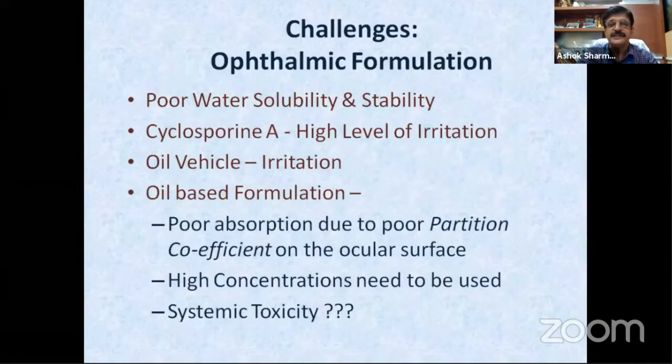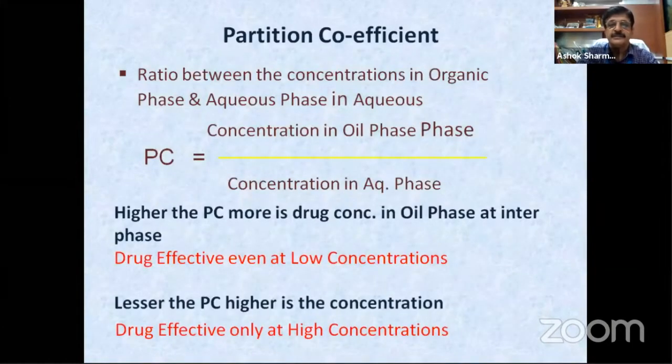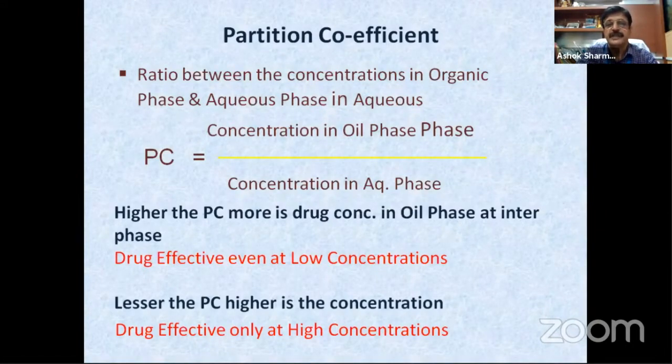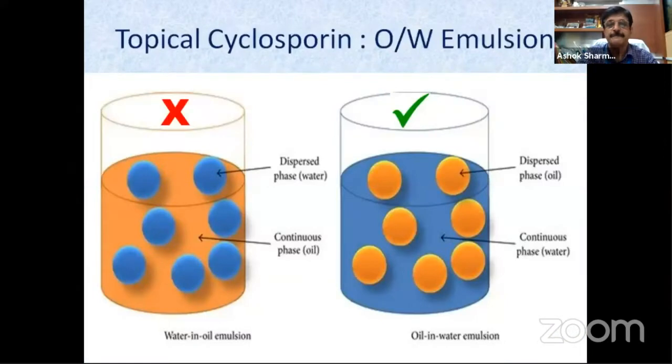The problem with this drug is that it is not water soluble, but most of the preparations we get in the market are aqueous preparations. An oil preparation is basically very irritating, although it provides higher levels. This is one concept which is important for these kinds of drugs: if you have a higher partition coefficient, that means the concentration in the oil phase is more at the interface, then the drug can be effective at a lower concentration. So for topical cyclosporine, we need something like an oil-in-water emulsion.